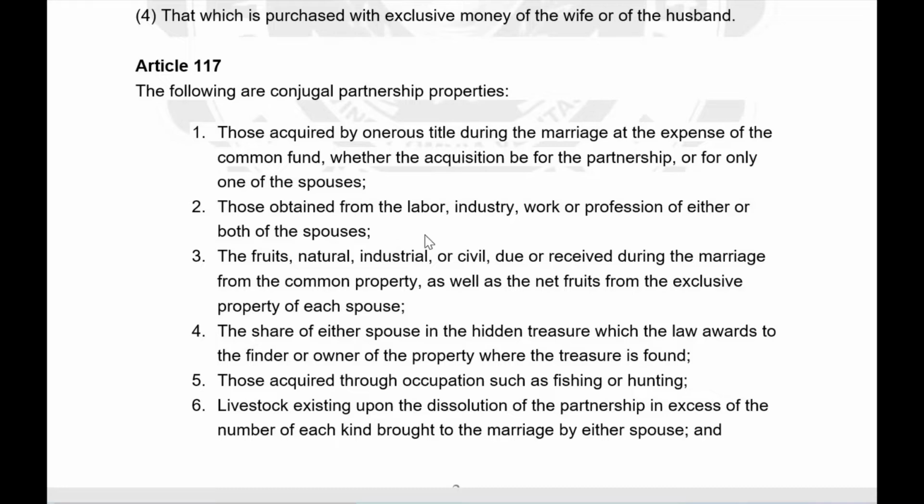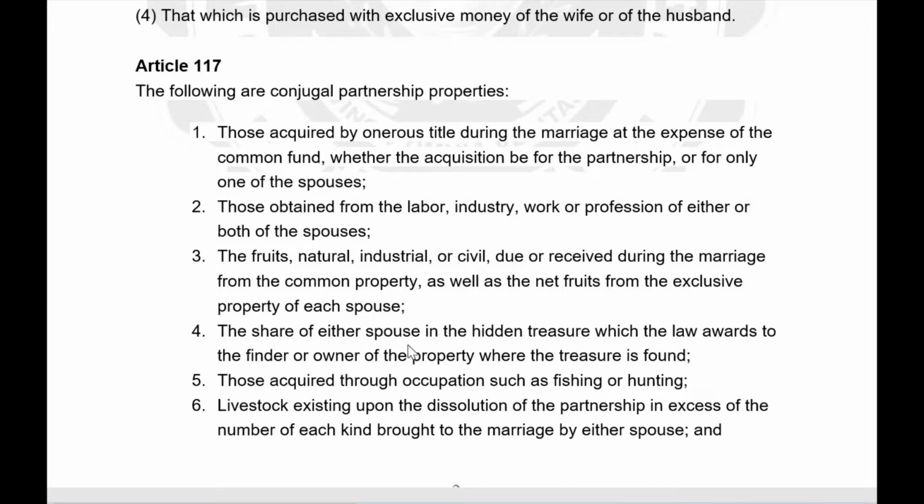Second, those obtained from the labor, industry, work, or profession of either or both of the spouses. So your income from your labor, industry, work, or profession is considered conjugal between the husband and the wife. Third, the fruits, natural, industrial, or civil, due or received during the marriage from the common property, as well as the net proceeds from the exclusive property of each spouse. As I said earlier, income, whether from exclusive property or common property, will always be conjugal property under conjugal partnership of gains.